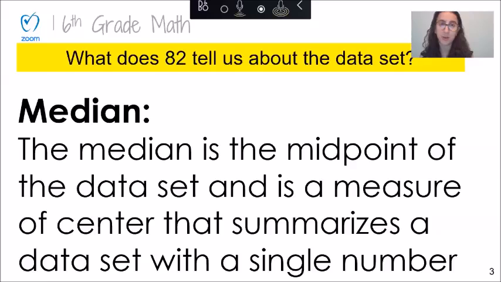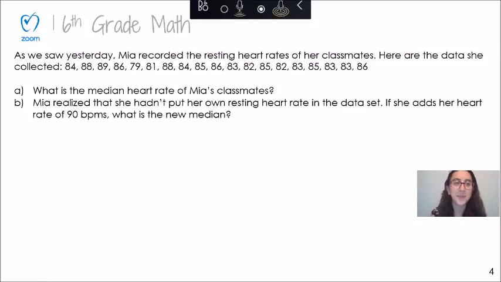Think about it on your own. Let's look at this problem together. As we saw yesterday, Mia recorded the resting heart rates of her classmates. Here are the data set she collected, and we see the numbers there. Two questions for us to answer today. Part A, what is the median heart rate of Mia's classmates? And part B, Mia realized that she hadn't put her own resting heart rate in the data set. If she adds her heart rate of 90 beats per minute, what is the new median? Let's tackle this one step at a time.